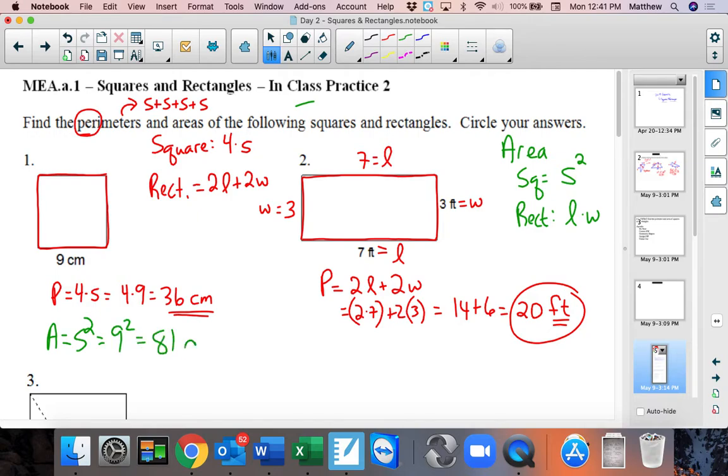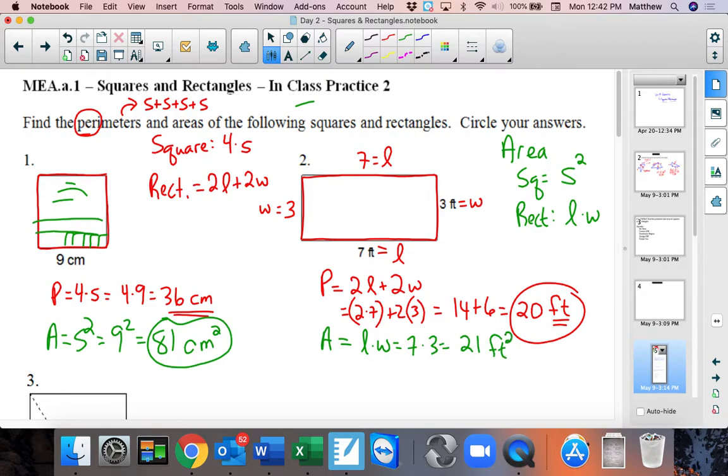The key is the unit, centimeters squared, right? It's like how many little squares can I draw in there? I can draw 9 this way, then another row of 9 and 9, and keep going on and on. And that's why we have 81, but it's centimeters squared. Then for a rectangle, we've got a formula of length times width. So 7 times 3 equals 21 feet squared. Again, get the units right. For perimeter, it's just the unit. For area, it's unit squared.